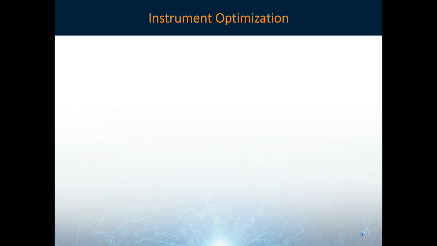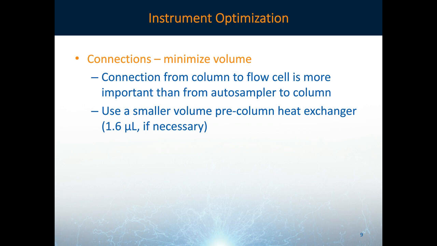So some examples of instrument optimization. What we really want to do is minimize the volumes. So all the connections from the column to the flow cell are important, but the most important one is the one that goes from the outlet of your column to the flow cell. But in general, I would recommend that you minimize as much extra column tubing as you can. And also you can use a smaller volume pre-column heat exchanger. They can be as small as 1.6 microliters.